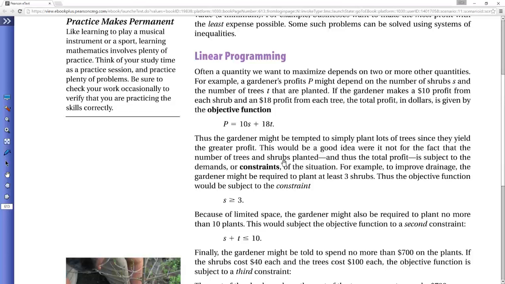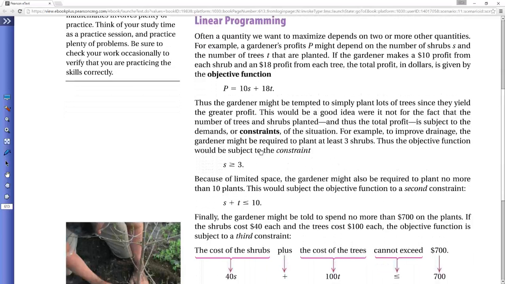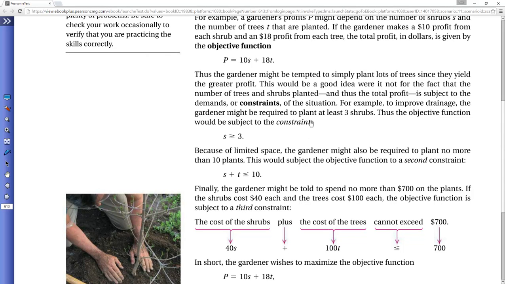Thus, the gardener might be tempted to simply plant lots of trees, since his yield is a greater profit. This would be a good idea if it were not for the fact that the number of trees and shrubs planted, and thus the total profit, is subject to demand or constraints. So if you grew all trees, you might end up with a whole bunch of trees left over, and those kinds of things.